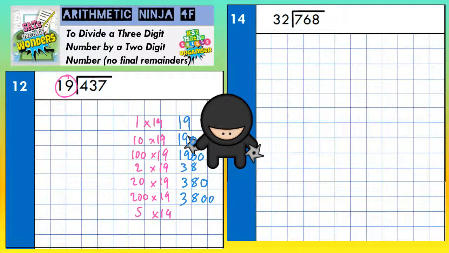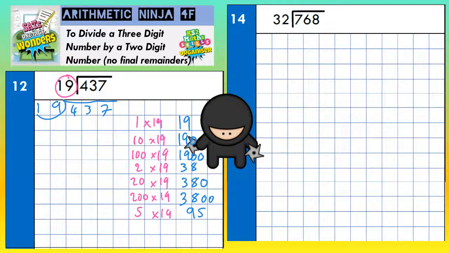And 5 19s is half of 10 19s, which was 190. Half of 100 is 50. Half of 90 is 45. Put the two together, 50 and 45 is 95. So 5 19s are 95. Now we're going to set out our sum. 19s into 437. And we're going to start subtracting our chunks.